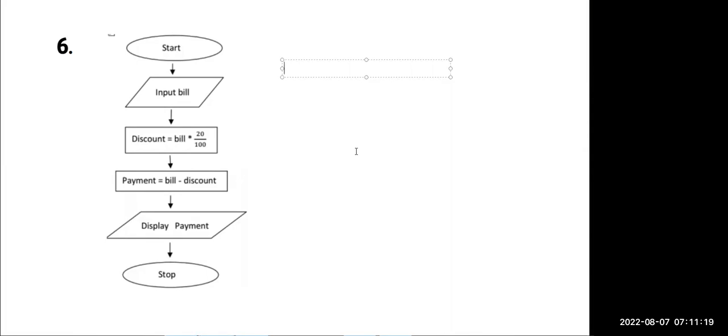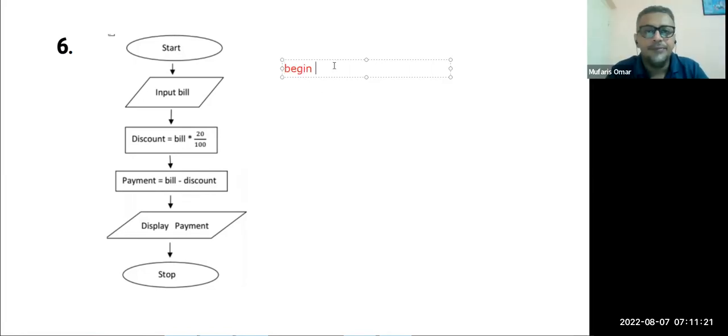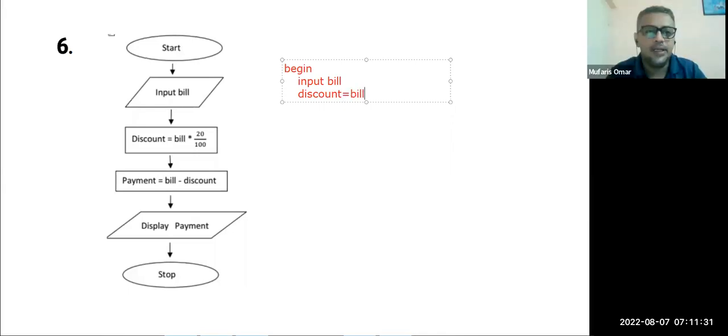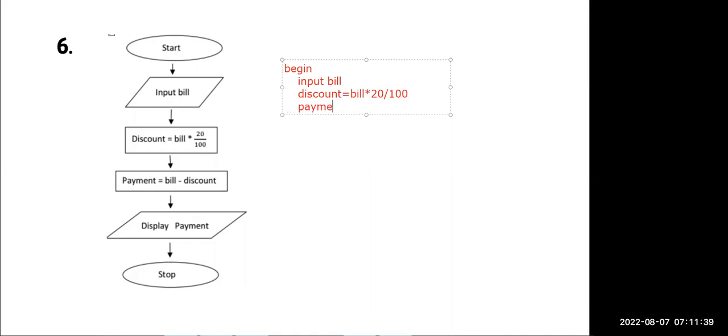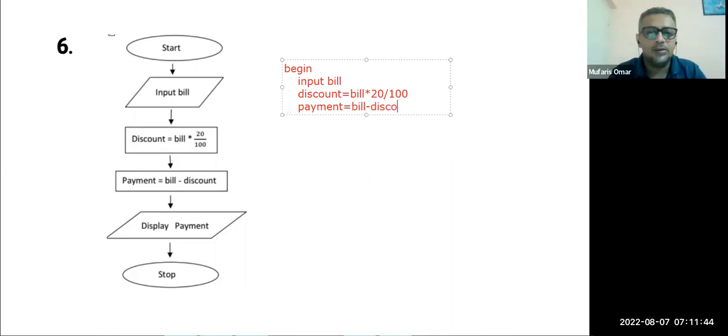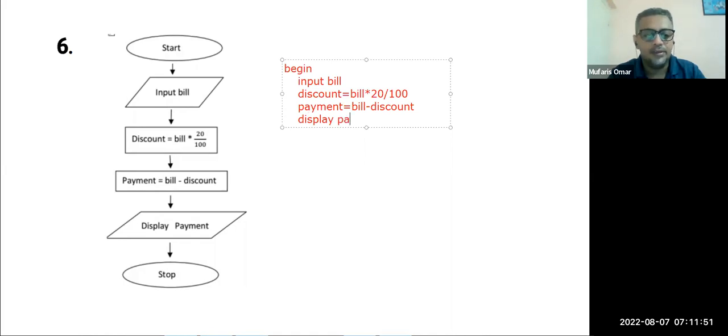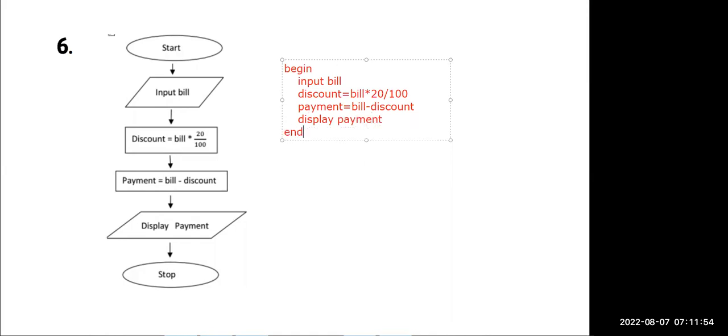Begin. Input bill. Discount equals bill into 20 over 100. Okay, let's write it like this. Payment equals bill minus discount. Display payment. That's all right. So we are done.